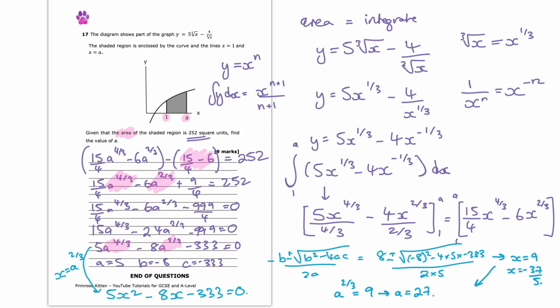Now, the other solution, we could do the same thing. We could say a to the power of 2 over 3 equals minus 37 over 5. And we could do the same thing, okay? We could square root that and then cube it. But we'd quickly realise you can't square root a negative number, so that one doesn't provide us with a solution. And therefore, at the end of this question, we could say that the value of a is 27, and that is what will give us that area when we integrate it of 252 square units.